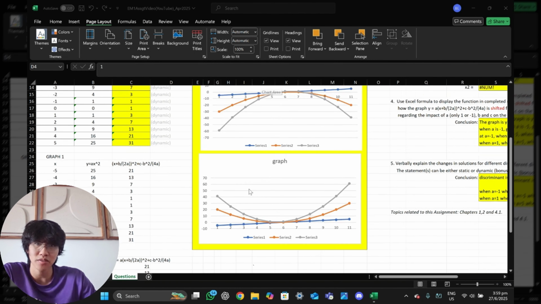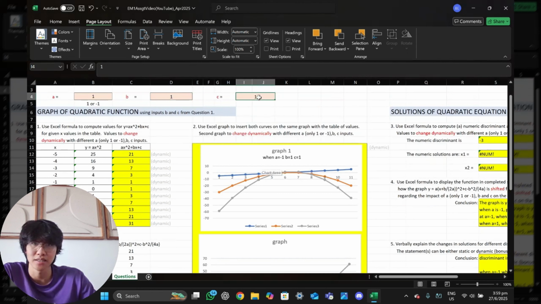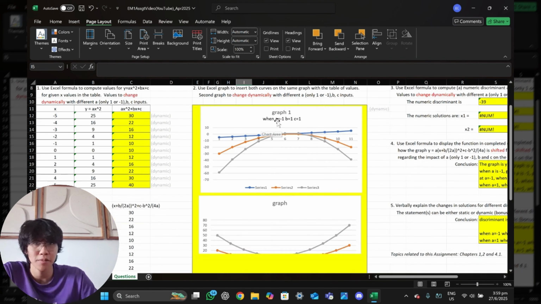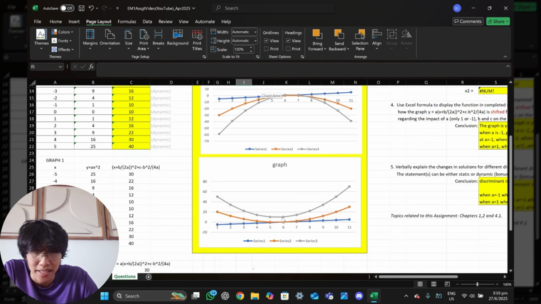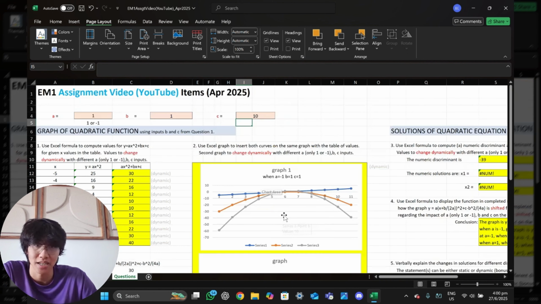Let's see. So right now, when we change c and don't change b, we can see that the graph actually raises by 10 over here. The minimum point raises by 10. So this tells us that c affects the height of the graph, and it raises 10 units above the orange color graph.